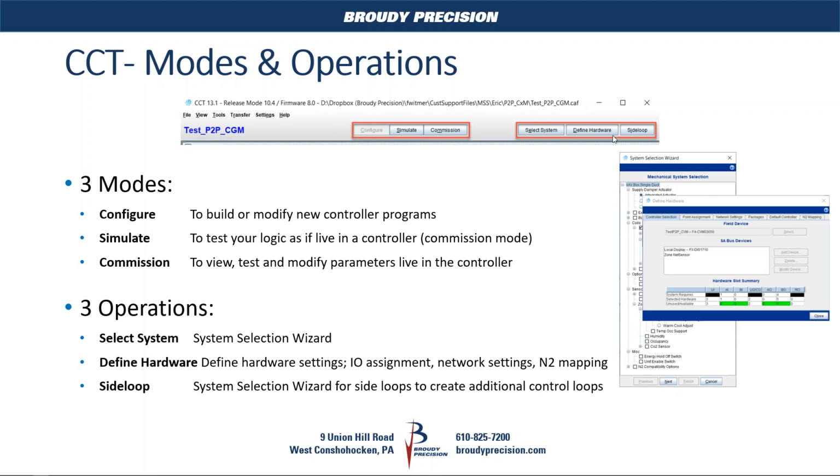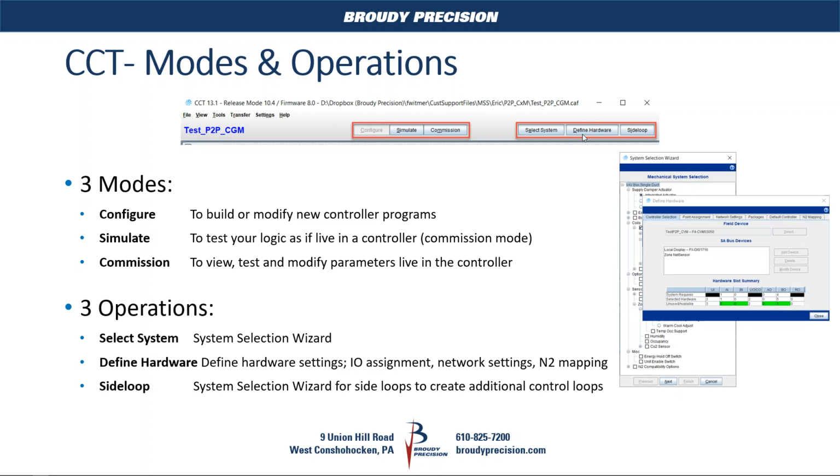Then there are three different types of operations you do in your application. The first is select system. This is the system selection wizard when you first create an application, where you go in and tell it the type of application and then what the different features are that you want for it, and then the application gets built for you. Define hardware is the section where you would do your hardware settings. You choose what controller you want, if you need any additional expansion modules or network sensors, if you want to change anything about those, and also if you want to do anything with the display setup there as well for the addressing.